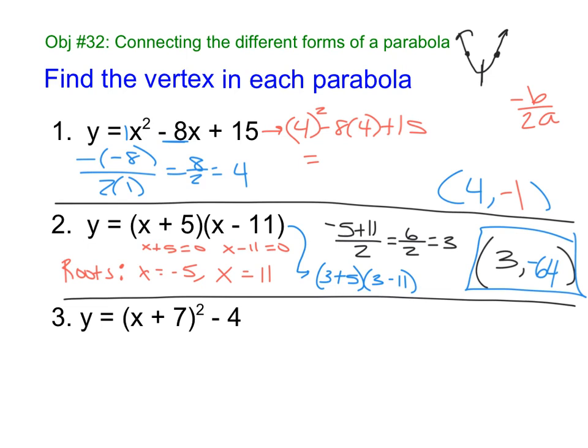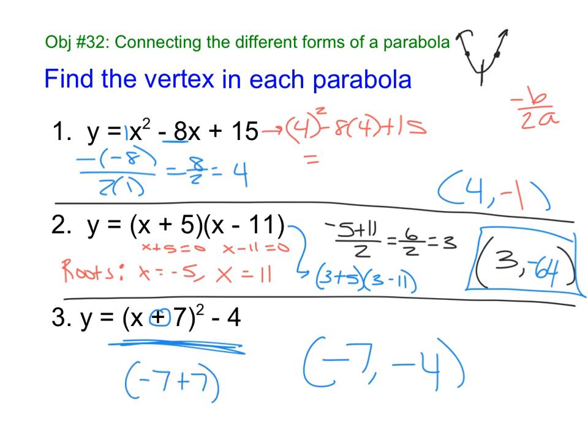The vertex form, this is vertex form, right? Whenever you have something squared, minus or plus something. So the vertex here is just negative 7, negative 4, right? So this is called vertex form, so we don't have to do anything except change the sign of the inside, because what would make the inside 0? Negative 7 plus 7 squared. That whole thing is 0, and then you're left with negative 4.